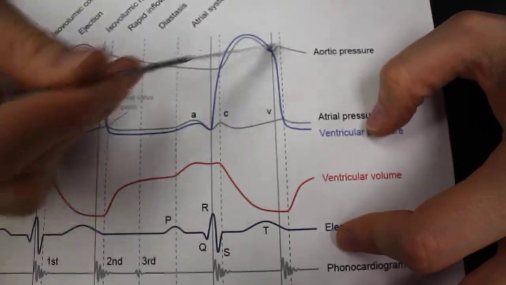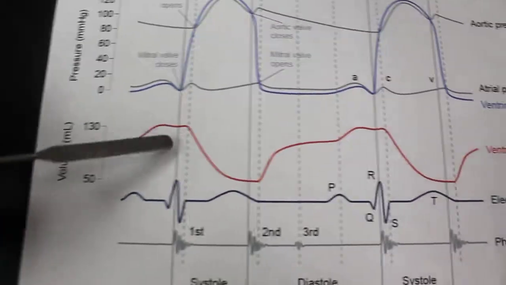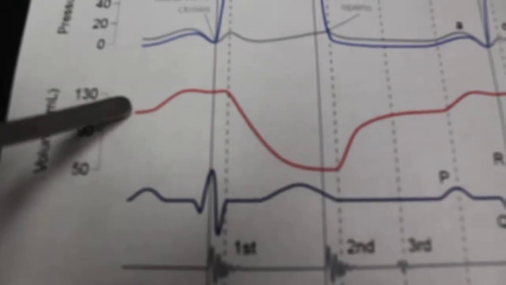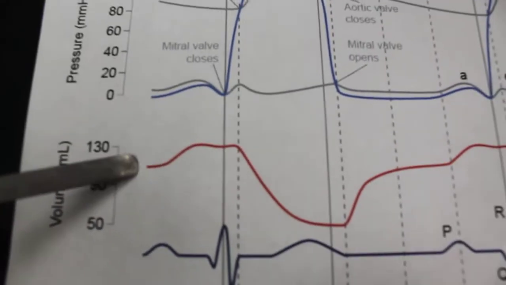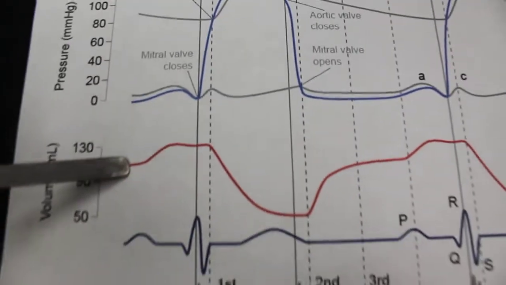All right? Now we're going to move down here and talk about this ventricular volume over here. This is the volume of blood inside the ventricle. Now remember what's happening here. This is where we were before.